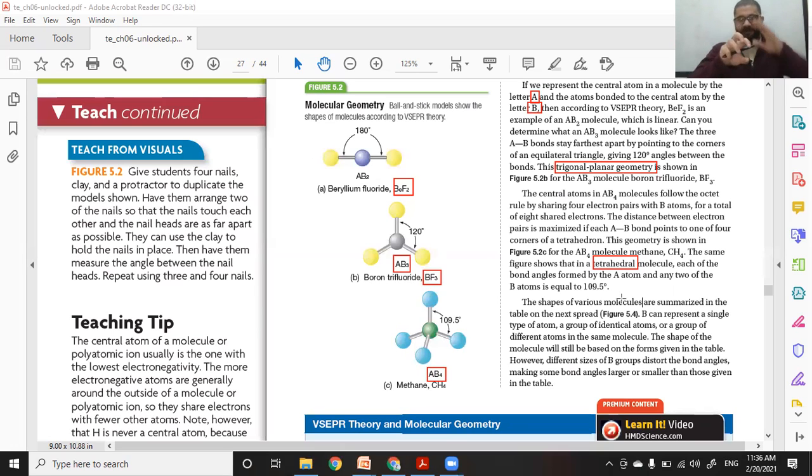So again repeating, in BeF2, the three elements lie in the same plane having the linear structure. BF3, the central element attached by three fluorines, is a trigonal planar geometry. The bond angle will be 120. They are maximum far apart from each other. And in case of AB4, it has a tetrahedral structure having a bond angle of 109.5 degrees.